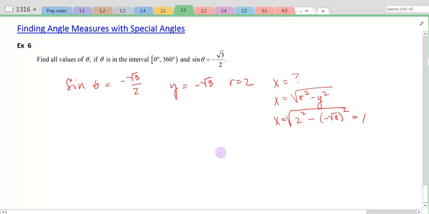So let me draw this picture. If I know x is 1, y is the square root of 3, and r is 2, then I'm looking at a 60-degree angle here. That's the reference angle that I'm going to use.